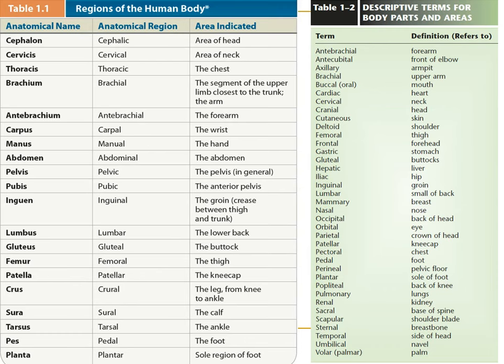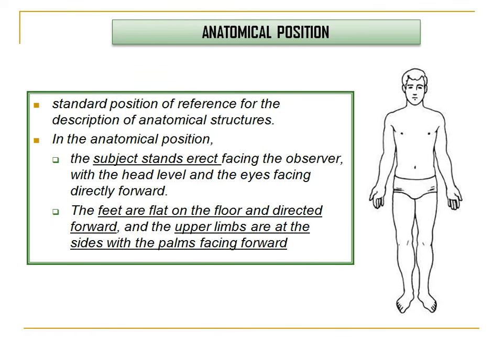So these are the different anatomical regions and what they indicate. You can pause, go through it, and revise what we studied just now. To study the human body, it must be kept in a particular position. The reference point of a particular position of the body is taken to study the different body organs. That reference point, we call the anatomical position.